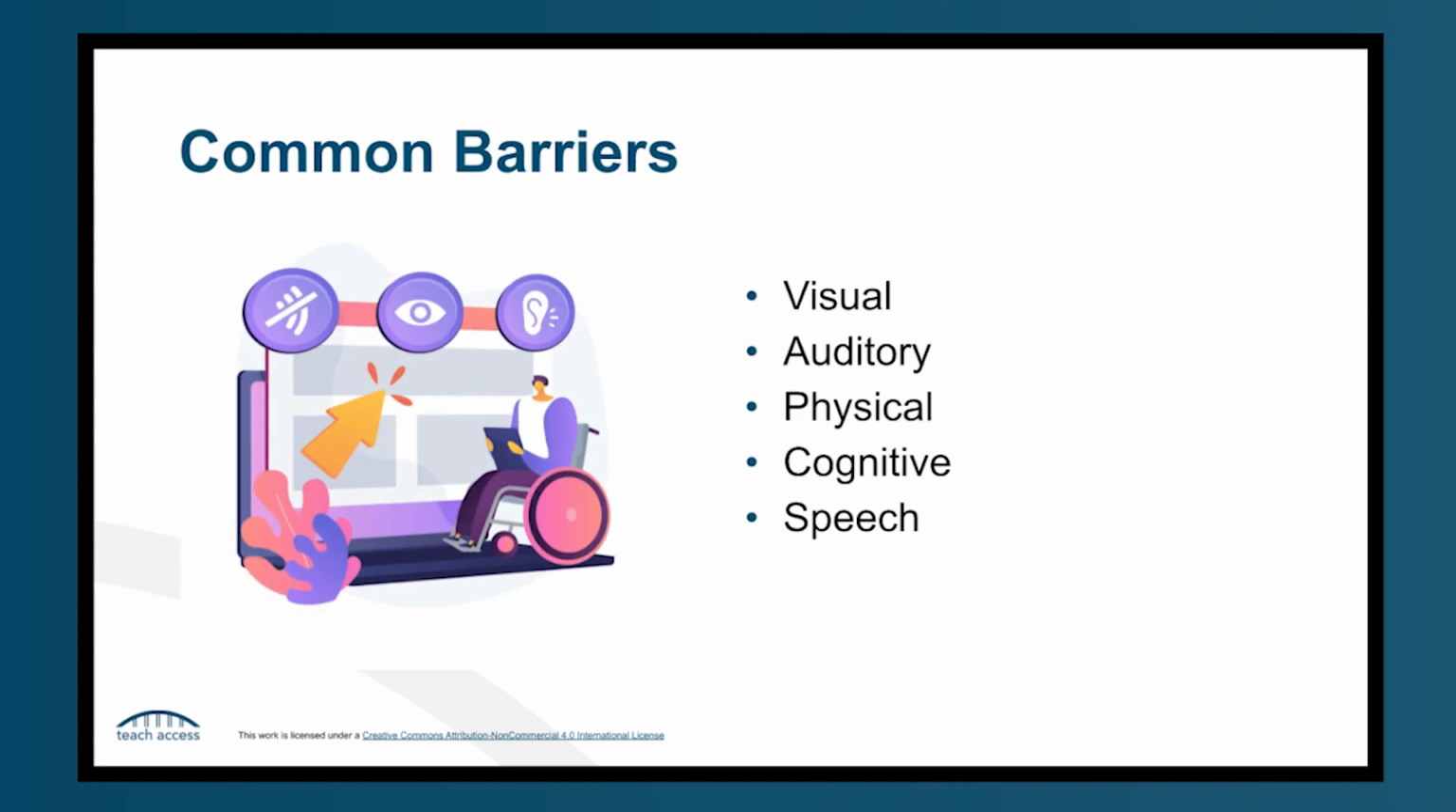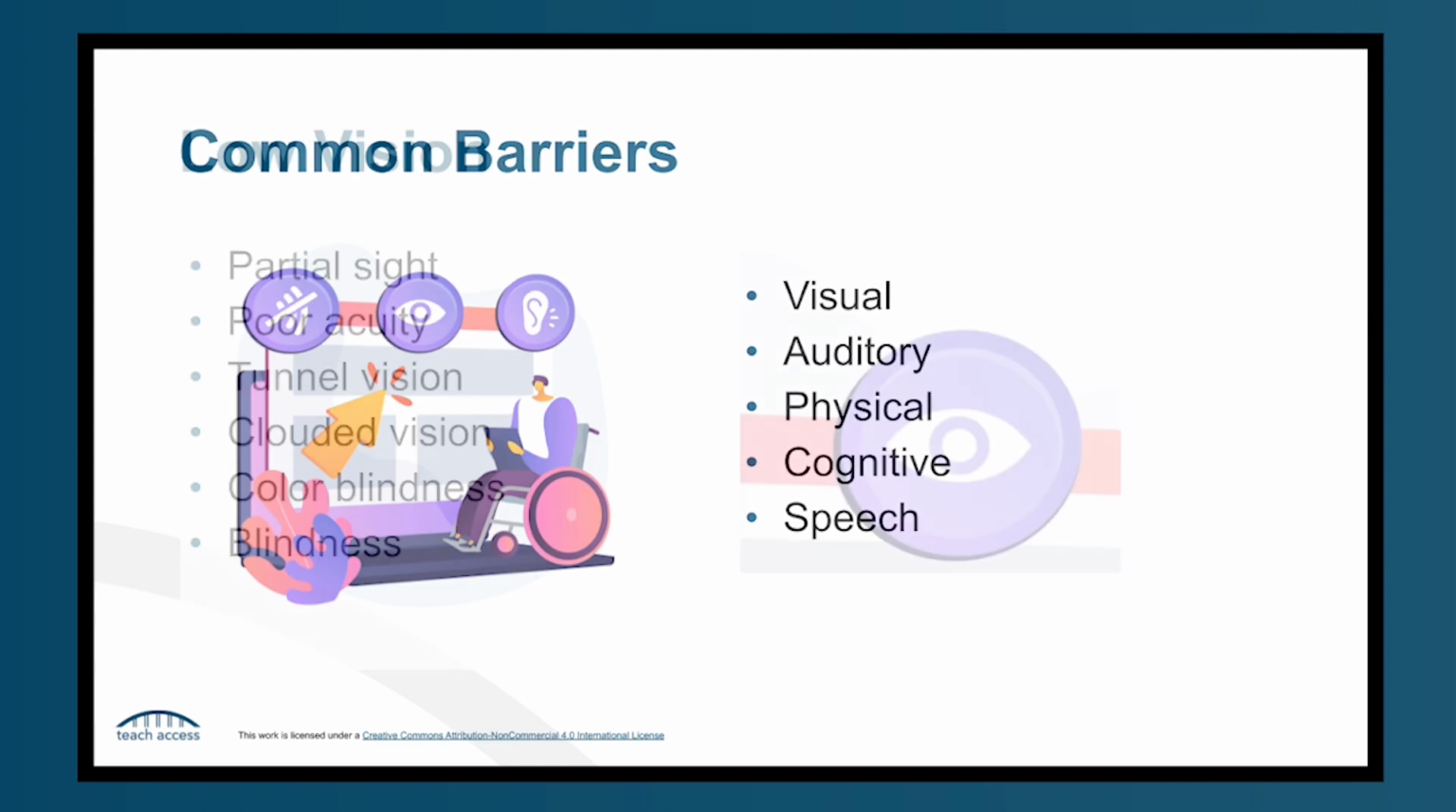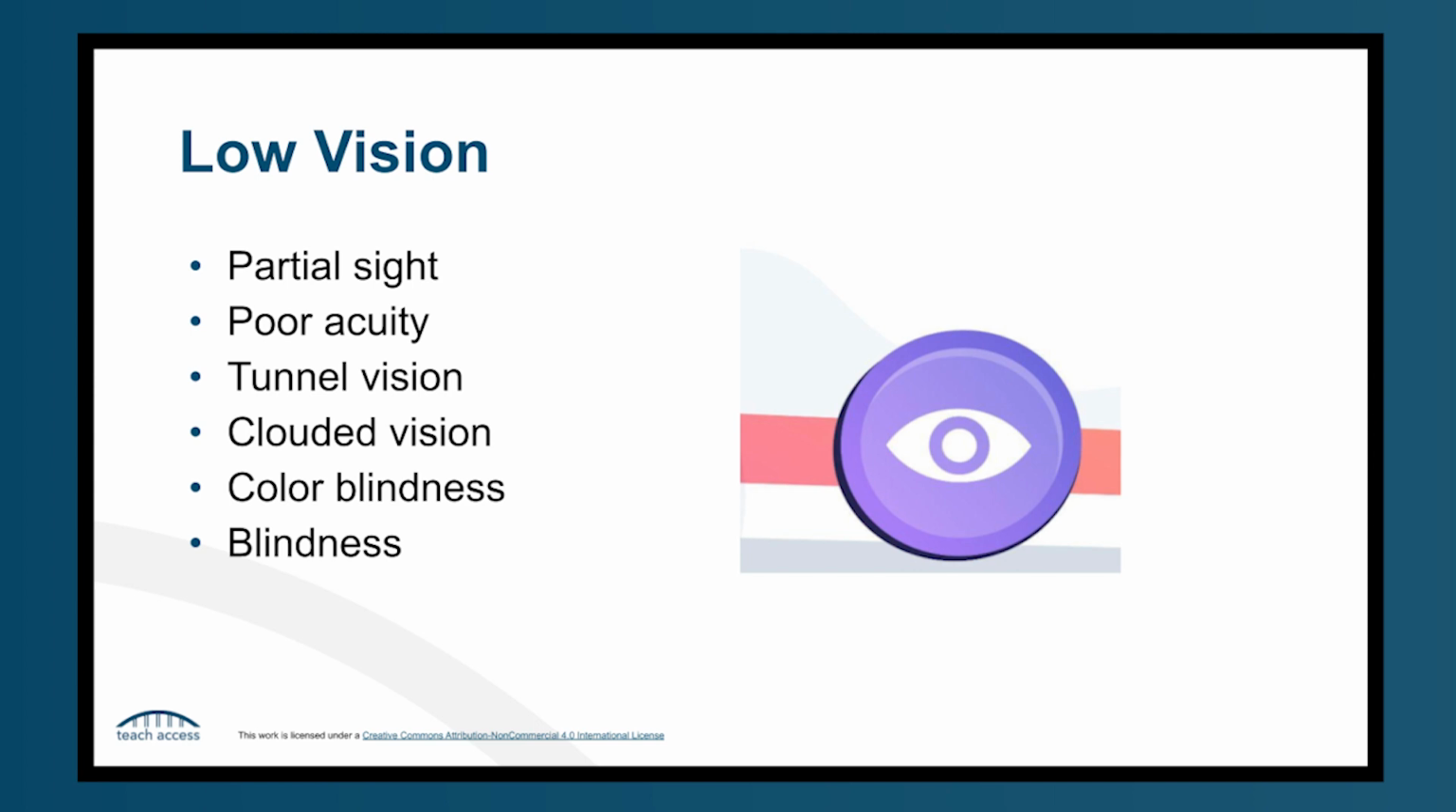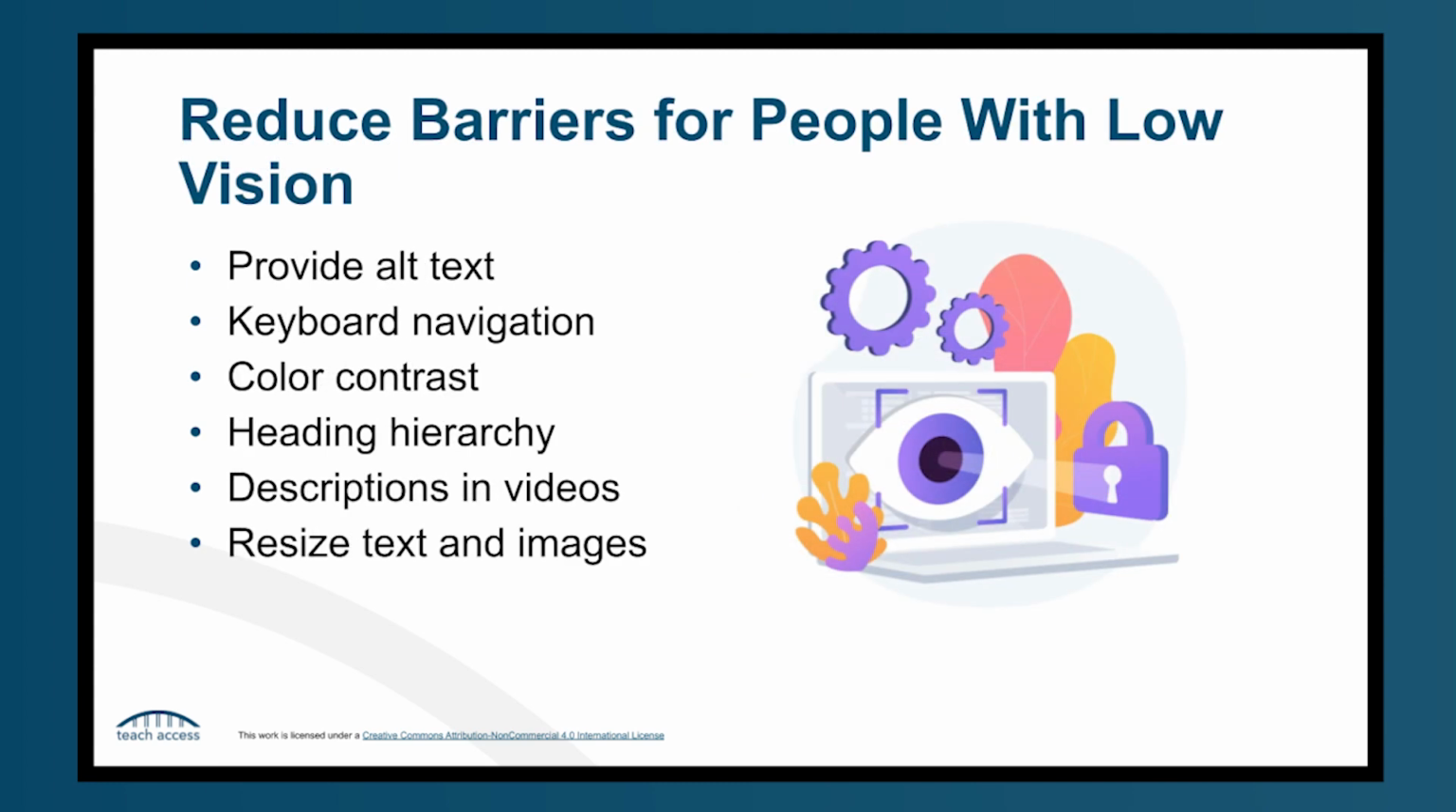Common barriers include visual, auditory, physical, cognitive, and speech. Low vision can include partial sight, poor acuity, tunnel vision, and clouded vision. Color blindness and blindness are also some visual disabilities. To reduce barriers, provide alt text, keyboard navigation, color contrast, heading hierarchy, descriptions in videos, and resize text and images in your CSS.